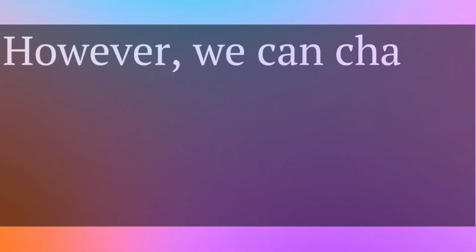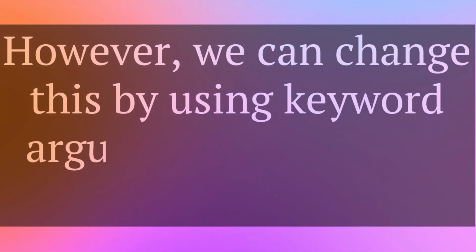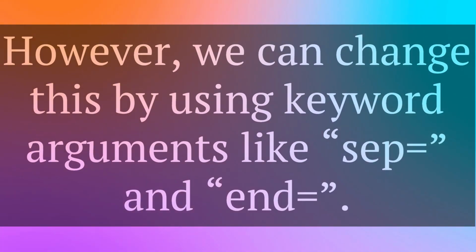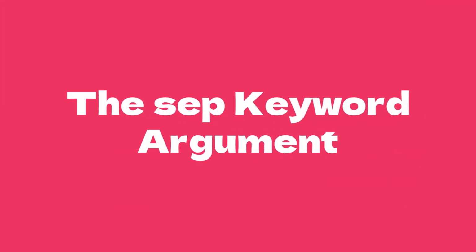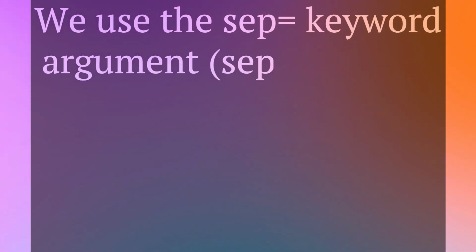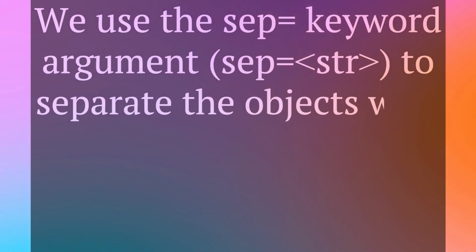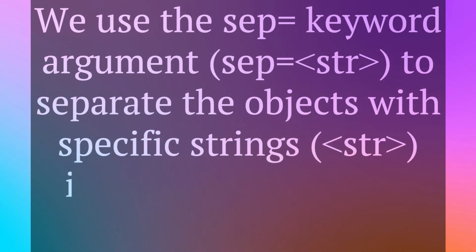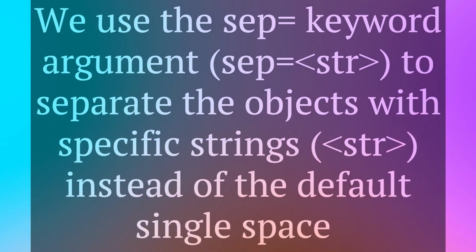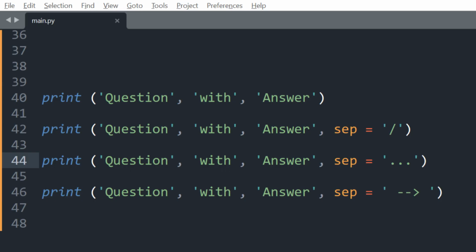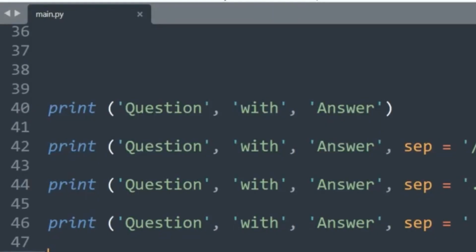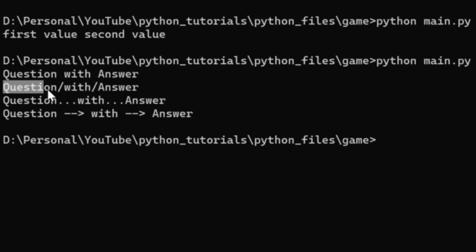However, you can change this by using keyword arguments like sep and end. The sep keyword argument. We use the sep keyword argument, sep equals str, to separate the objects with specific strings instead of the default single space. Here is the example of how you can use the sep keyword. Save it, open your command prompt, and run the Python file to see the result.